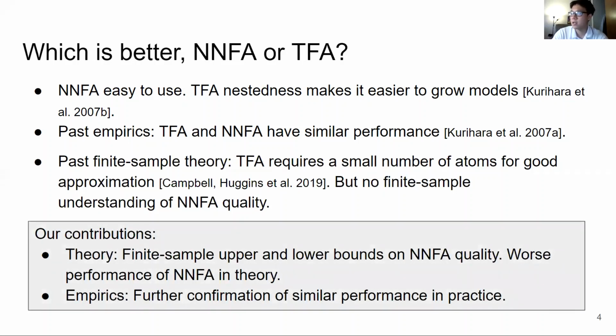To fill in this gap, we provide the first finite sample upper and lower bounds on the approximation error of NNFAs. From our theory, we conclude that TFAs have better performance for a fixed number of atoms in the approximation. However, we also find that in practice, all of the other approximations, such as approximate Bayesian inference, seem to swamp this theoretical difference between NNFAs and TFAs.